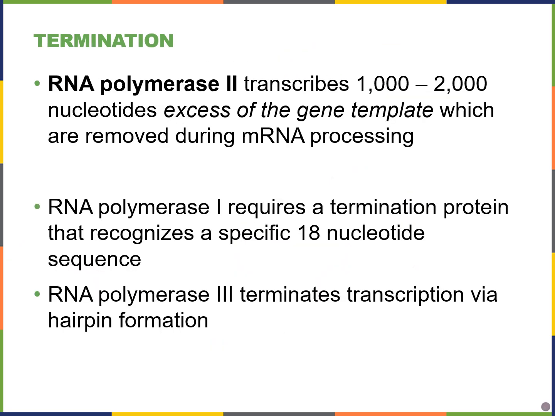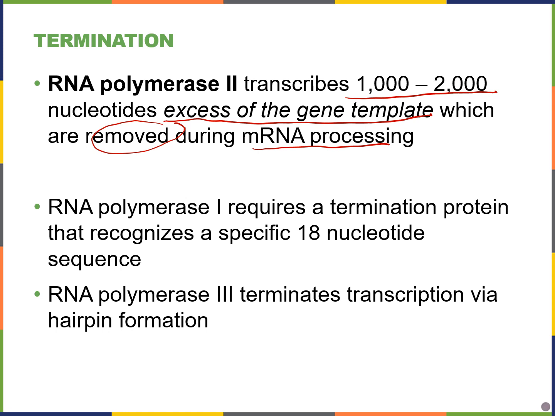Finally, the last step of transcription, our termination step, is different in eukaryotes because for RNA polymerase II, which transcribes our protein coding genes, we don't have what we saw in prokaryotes. There's no rho-dependent or rho-independent termination. Instead, RNA polymerase II is actually going to transcribe thousands of nucleotides after the gene template. So it just keeps transcribing, and ultimately these nucleotides are going to be removed when we're processing our messenger RNA, when we're turning it from pre-messenger RNA into our final messenger RNA molecule.